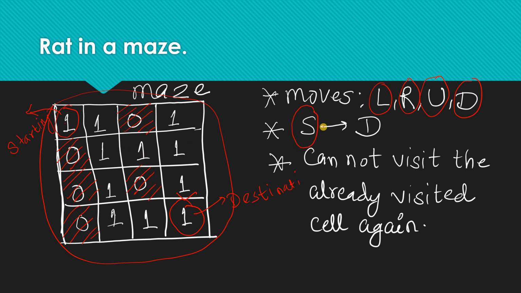The other constraint is we have to go from source to destination. We have to find a path. The other constraint is we cannot visit an already visited cell. What does it mean? Suppose we are coming from here to here, and we are going here. Now we cannot go back onto this cell again, because we already included this cell in our path. So we cannot traverse an already visited cell again. So this is the third constraint.